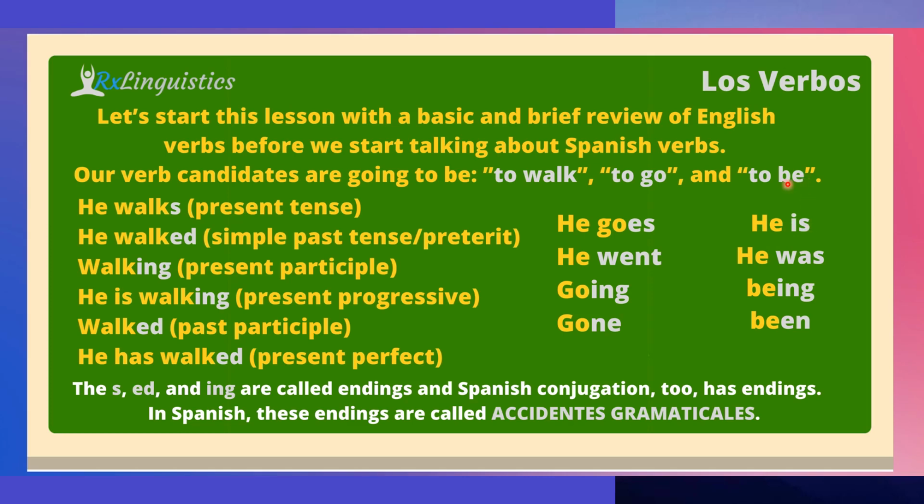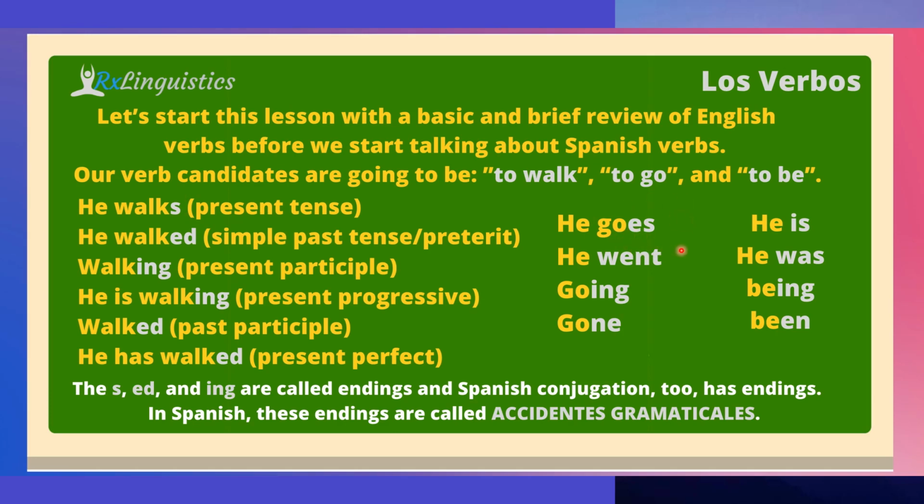If you look at be here and is, you don't see any similarity between them. Same thing with he was. But that behavior is not the same as we observe here. When it comes to walk, walk remains the same throughout, and we just add the endings. But go, to go, is not the same.